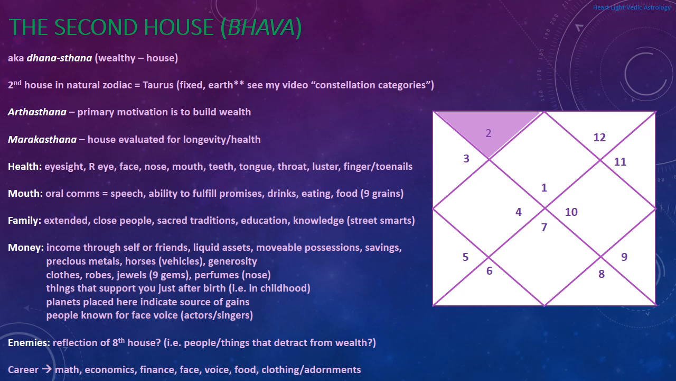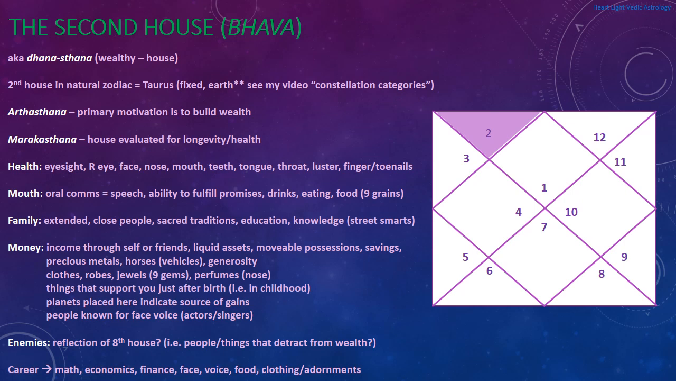Okay. Also related to mouth and speech is the ability to fulfill promises, because again, speeches are a way of making verbal contracts with people, even if they seem slight or minute in the day to day, like, oh, I'll pick you up at 3 o'clock. That's still a promise. So again, that has to do with the condition of the Lord of the house as well as the planets associated with the house. And also, since we're talking about the mouth here, things that people eat, drink, food in general, the 9 grains, if you're looking at that from the Indian tradition.